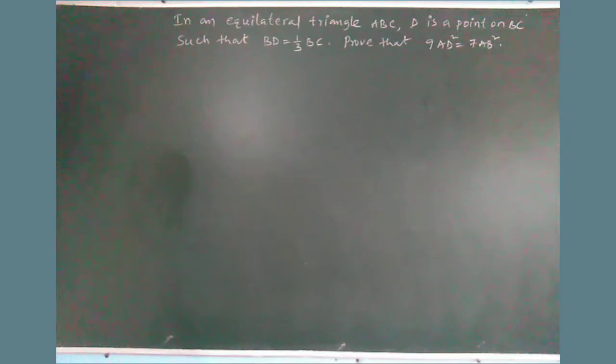So look at this problem. In an equilateral triangle ABC, capital D is a point on side BC such that BD is equal to 1/3 of BC, then prove that 9AD square is equal to 7AB square.